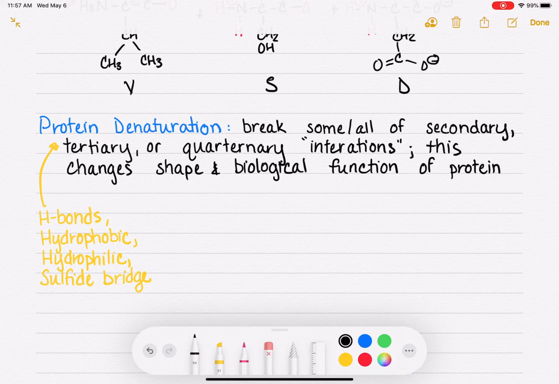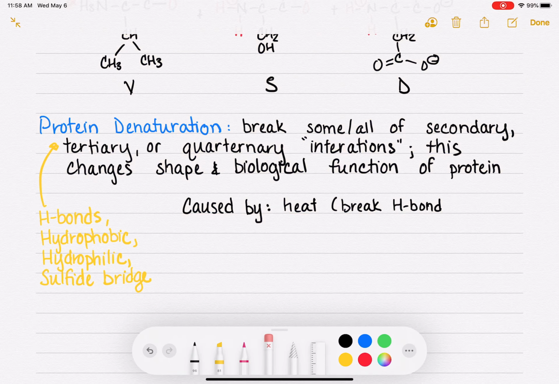There are a lot of different things that cause denaturation. A very common one inside of our body is heat, like running a fever. Heat tends to break hydrogen bonds, which is going to act on the secondary structure, the alpha helix and the beta pleated sheet. And it also breaks hydrophobic interactions. So that would be part of the tertiary and quaternary structures.